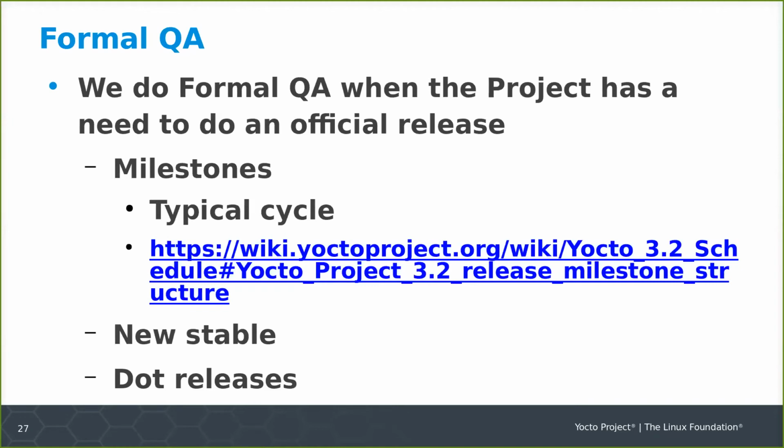So we're doing a new release, and I believe right now we're running QA on the 3.2 RC2, unless we have an RC3 that I'm not aware of. We also run formal QA on the dot releases. So whenever Steve does a Dunfell update, we ask QA if they could run their formal QA process on it.